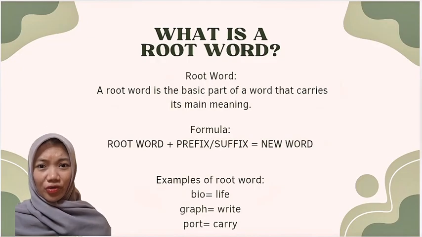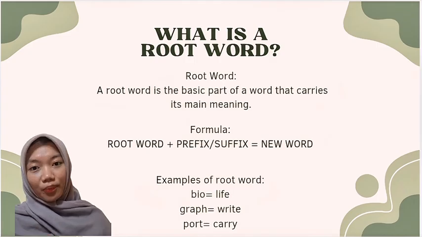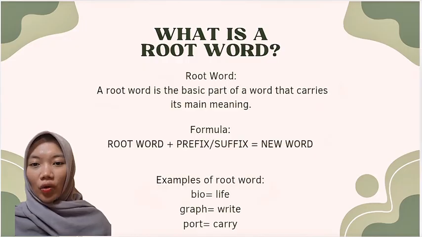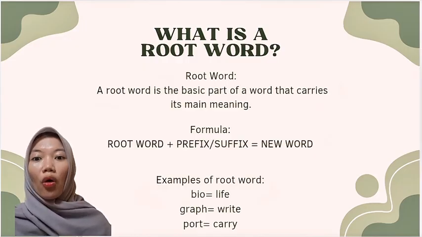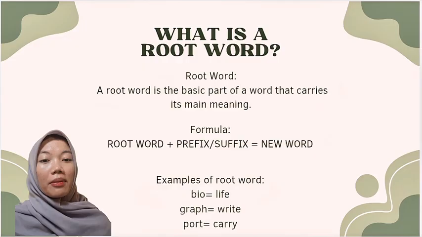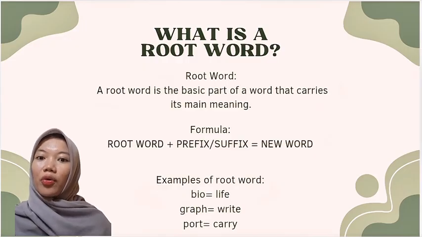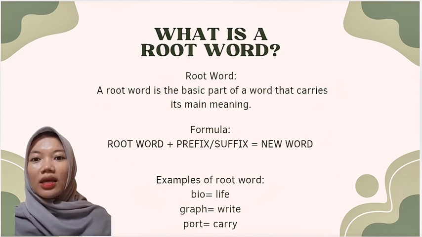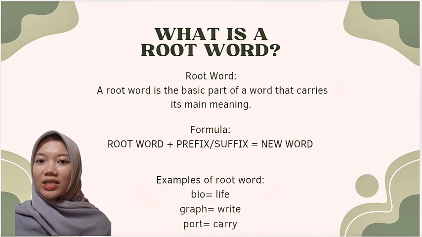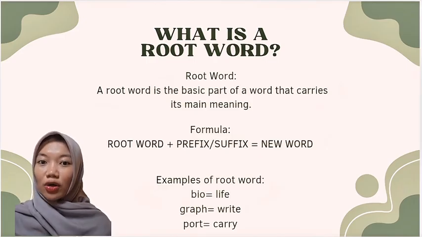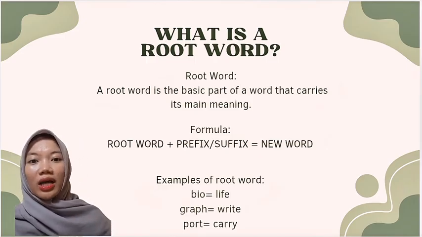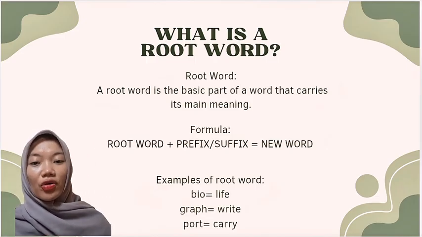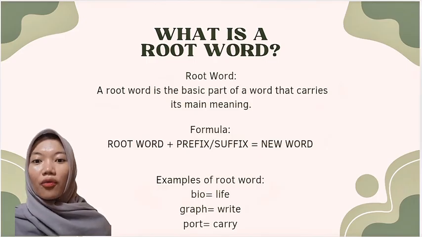So, what is a root word? A root word is the basic part of a word that carries its main meaning. In other words, the root word is the core or foundation of a word. Many English words are built from root words by adding prefixes or suffixes. As shown on the slide, the formula is root word and prefix or suffix, and then it will become a new word. This means that when we add a prefix or a suffix to a root word, we create a new word with a different meaning.